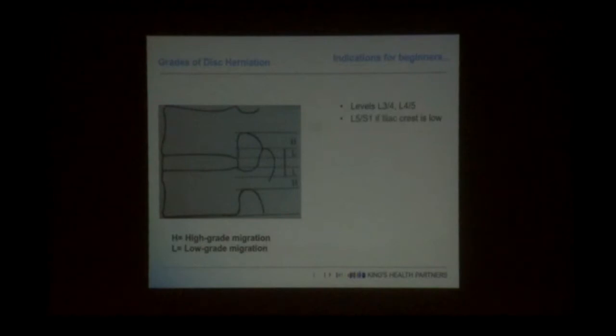L5S1, if the iliac crest is low, that sometimes hampers you, but when you do a lot of cases, you don't need to worry about that. Relatively young patient. And don't try to do it when there's a high-grade disc migrated highly upward or downward, just where the disc is. A lot of neurosurgeons go for the courses, they come and do the cases, and they don't opt for this surgery because, as Dr. Zelmi was saying, it's technically demanding surgery.